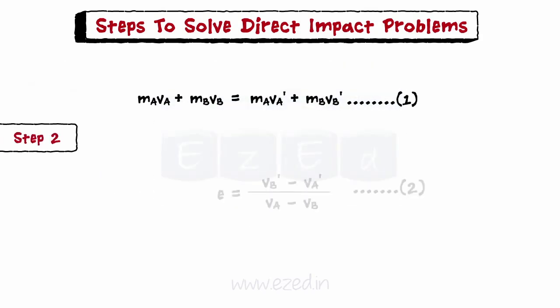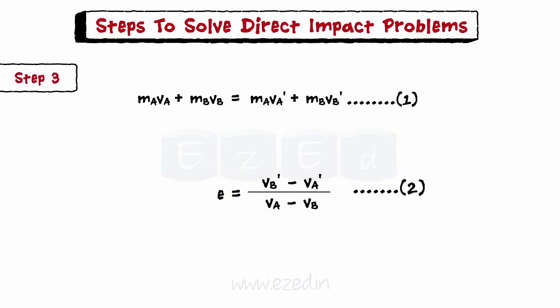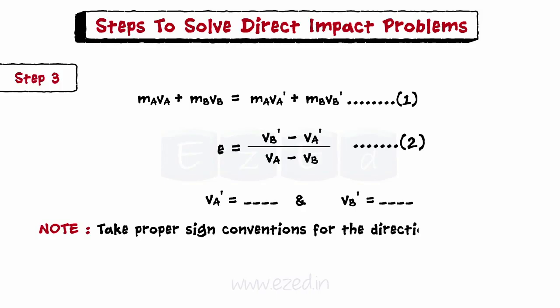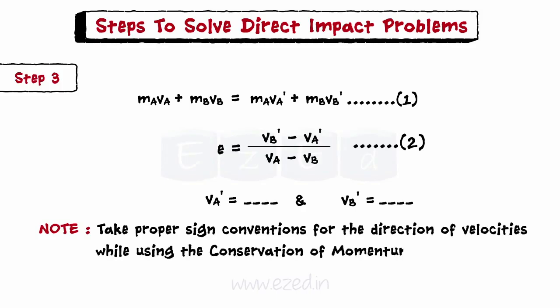Step 2. Use the coefficient of restitution equation. Step 3. Solve the two equations and find the velocities after impact. Note: take proper sign conventions for the direction of velocities while using the conservation of momentum and coefficient of restitution equations.